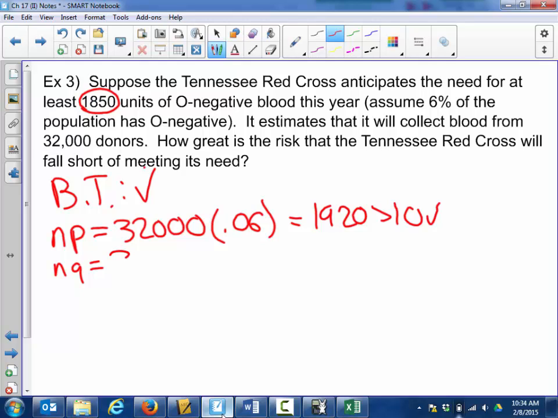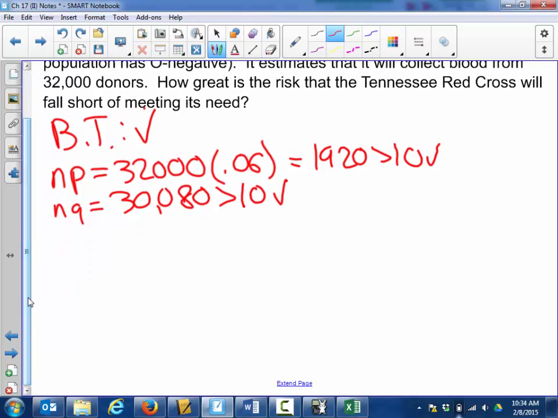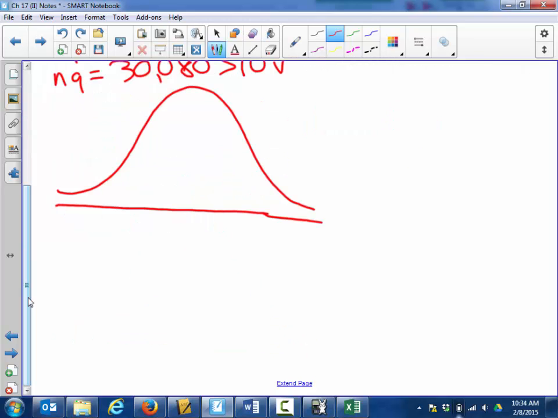Now for the number of failures, well, if there are 32,000 donors in all and 1,920 of them we expect to be successes, then 30,080 of them we expect to see failures, and that's certainly greater than 10. So the number of successes we expect to see and the number of failures we expect to see both exceed 10, so we're good to go with the normal distribution.